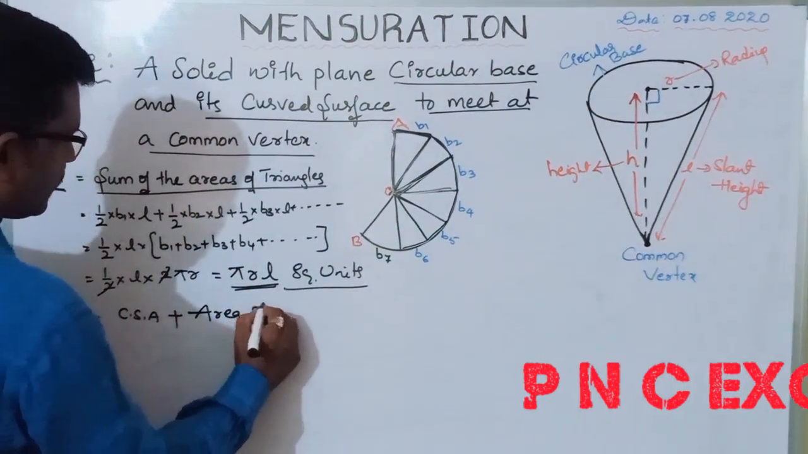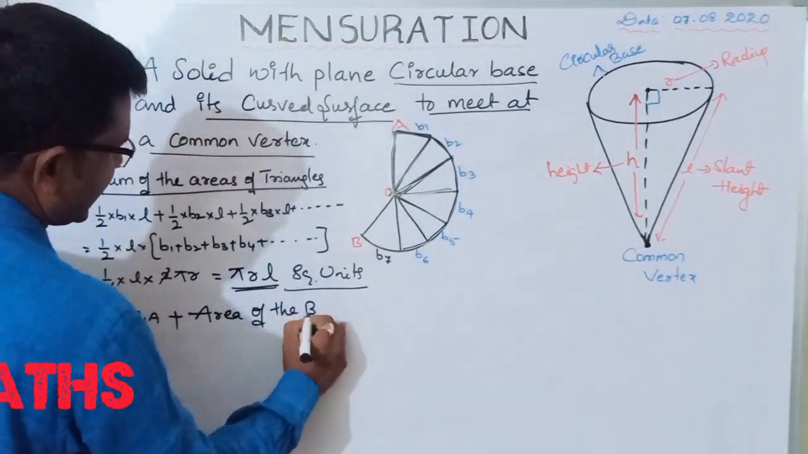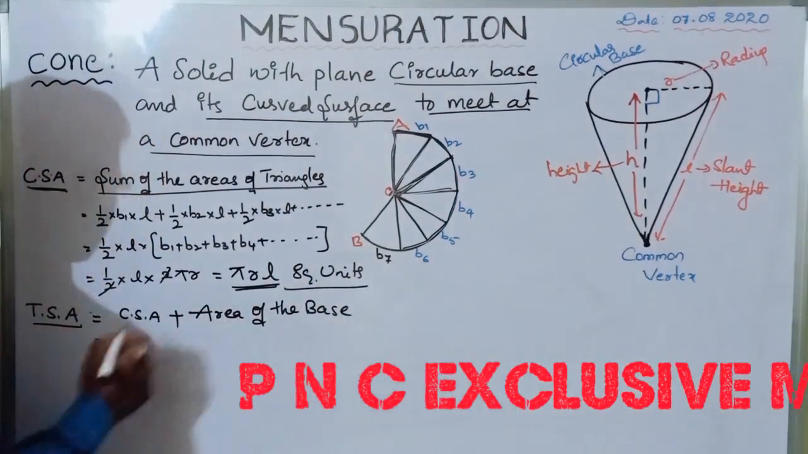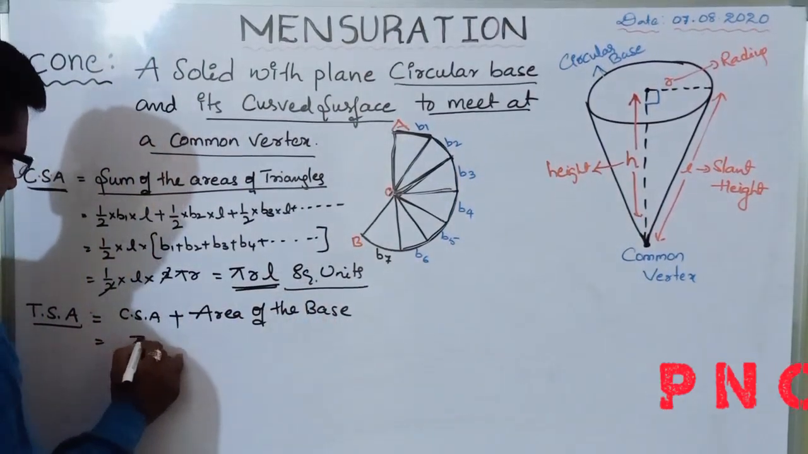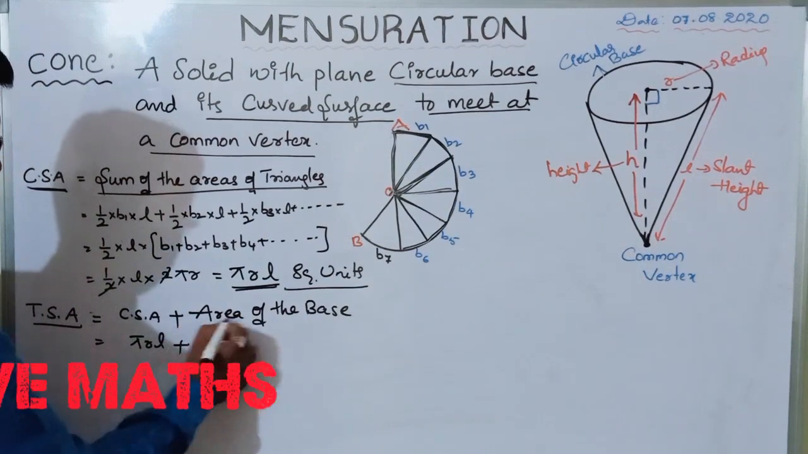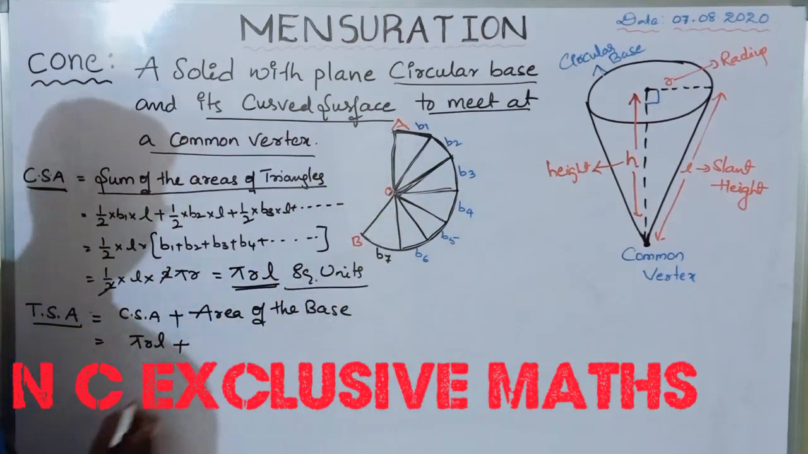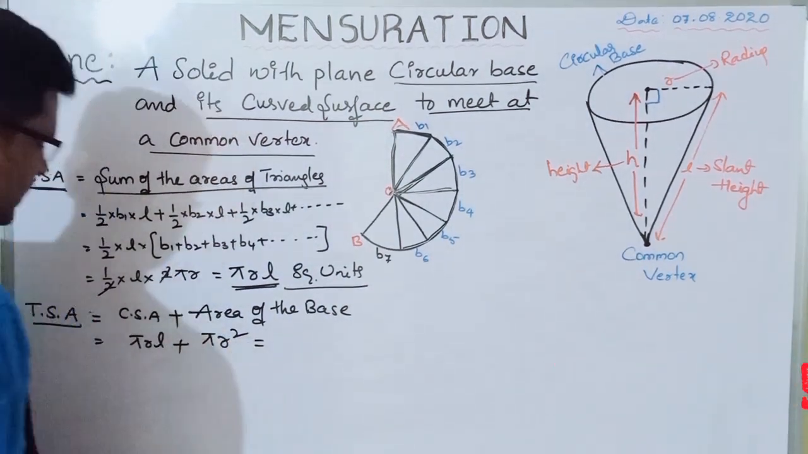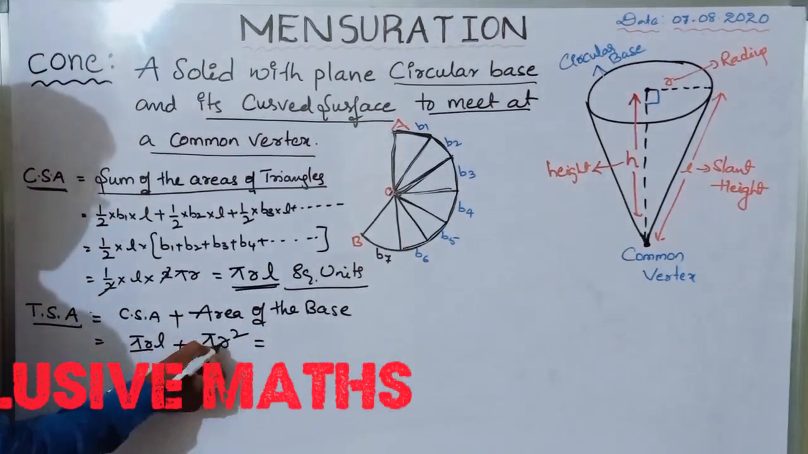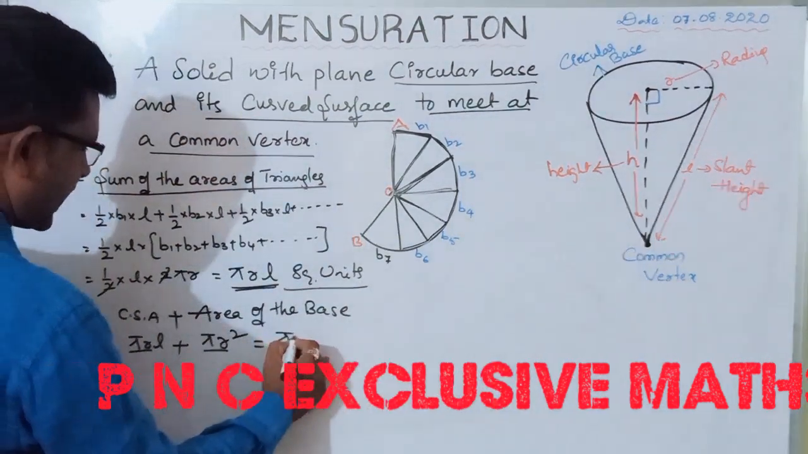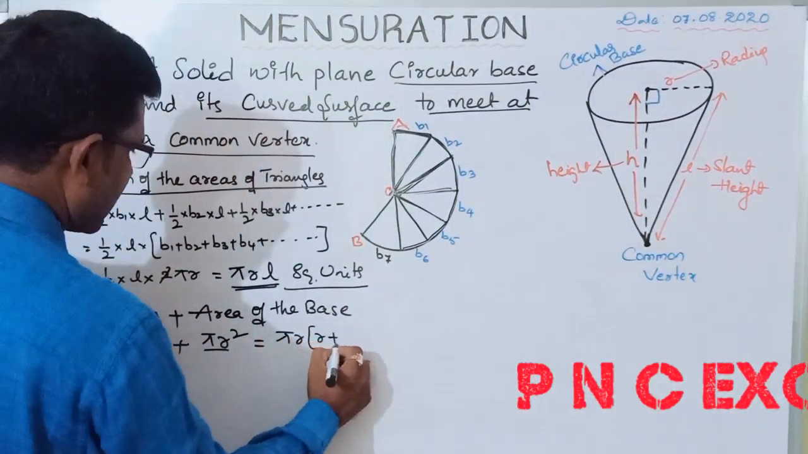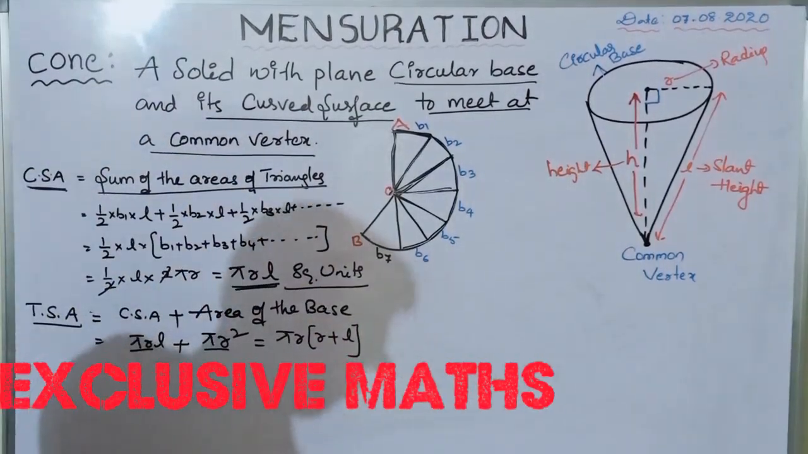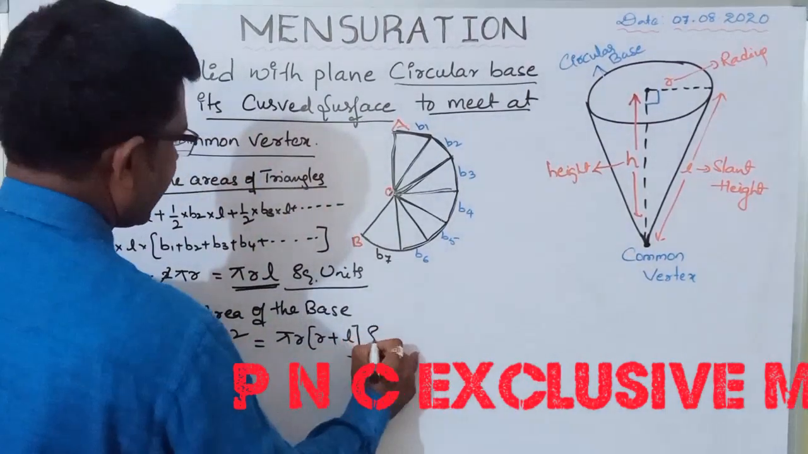Area of the base or base area. So that means CSA is equal to pi r L plus the area of the base, which is a circle. Area of the circle is equal to pi r square. So taking pi r common, it is pi r into (r plus L) square units.